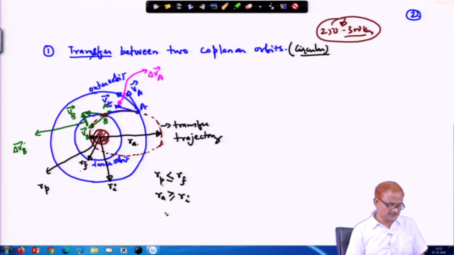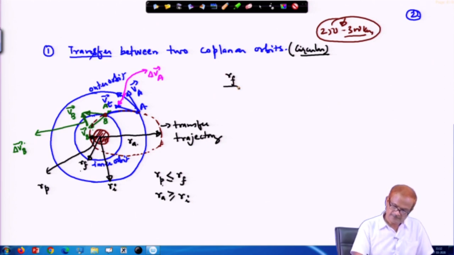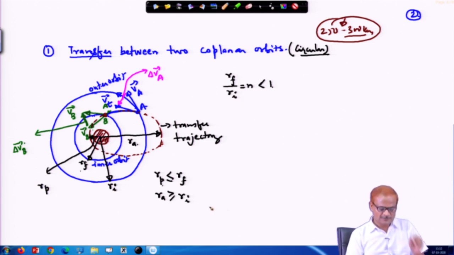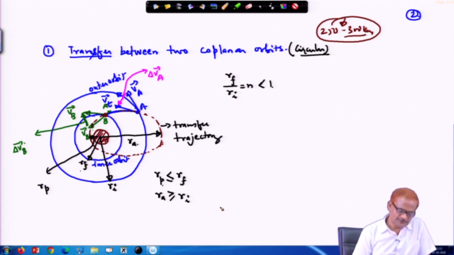So, this is the condition imposed here, including we assume here r f by r I equal to n, and therefore, because r f is less than r I here, this will be less than or equal to 1. So, we assume strictly this is less than 1, because it cannot be the same orbit. So, these are the information given to us, and then we have to process it further.